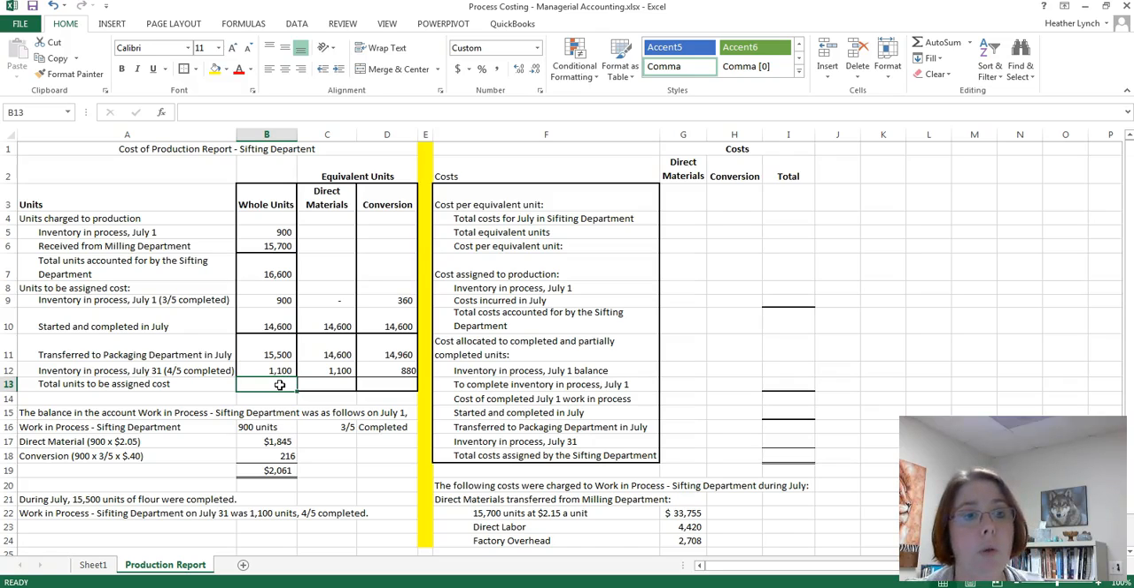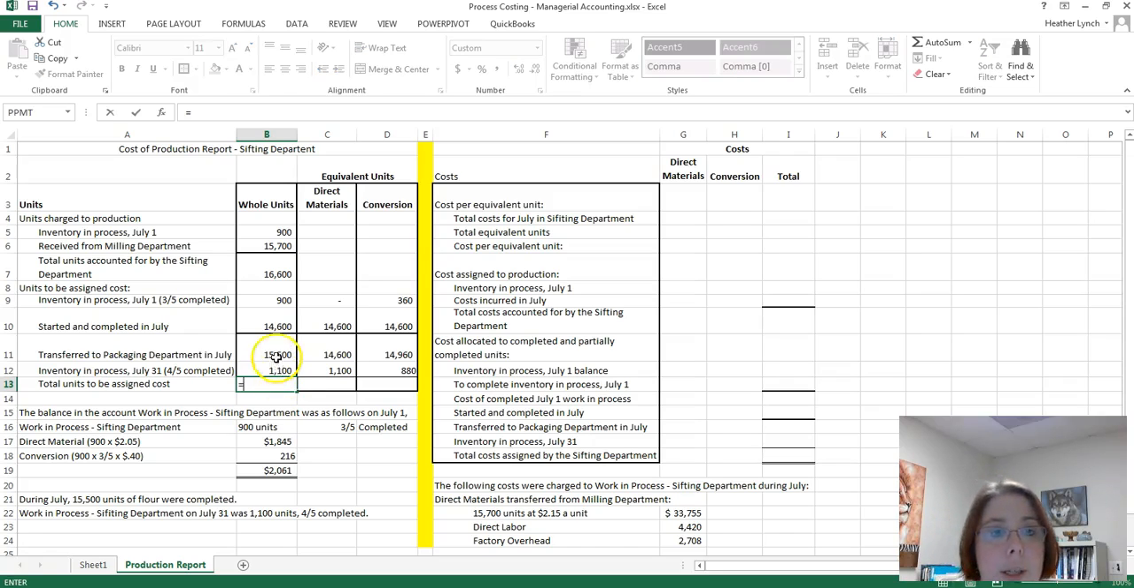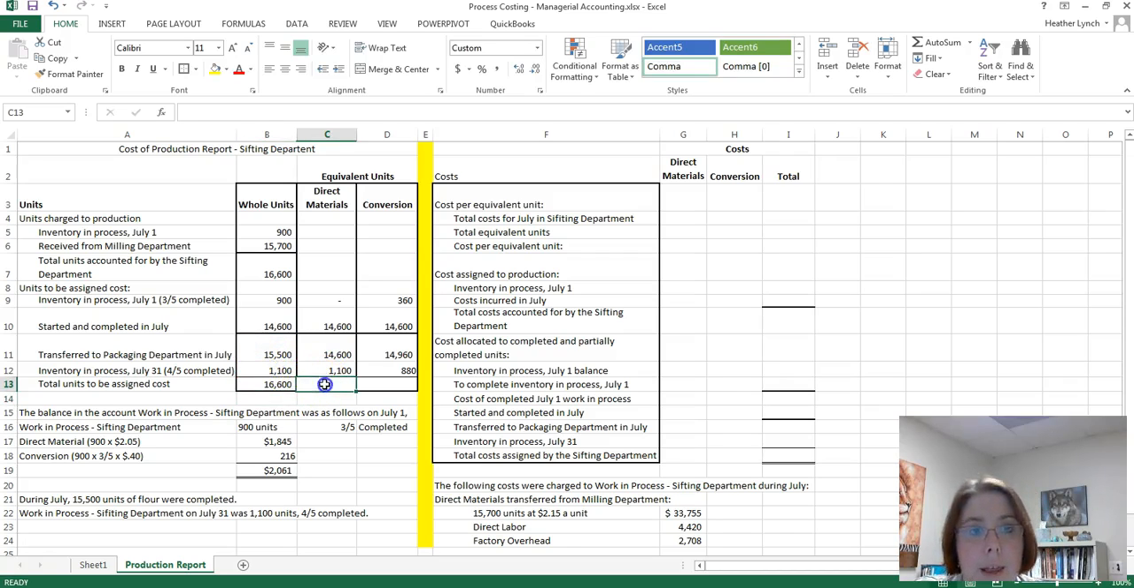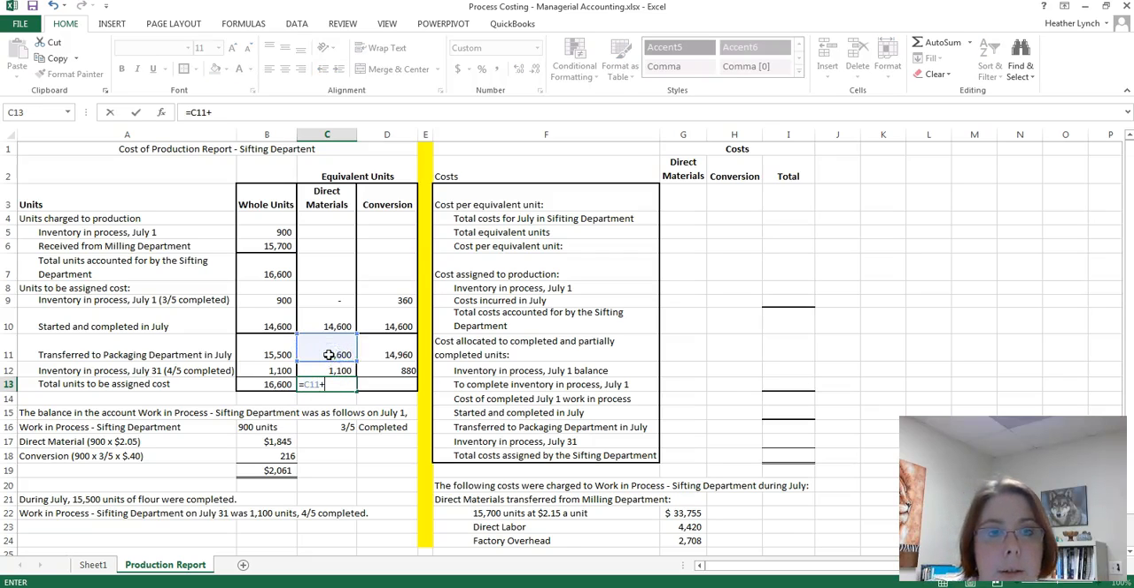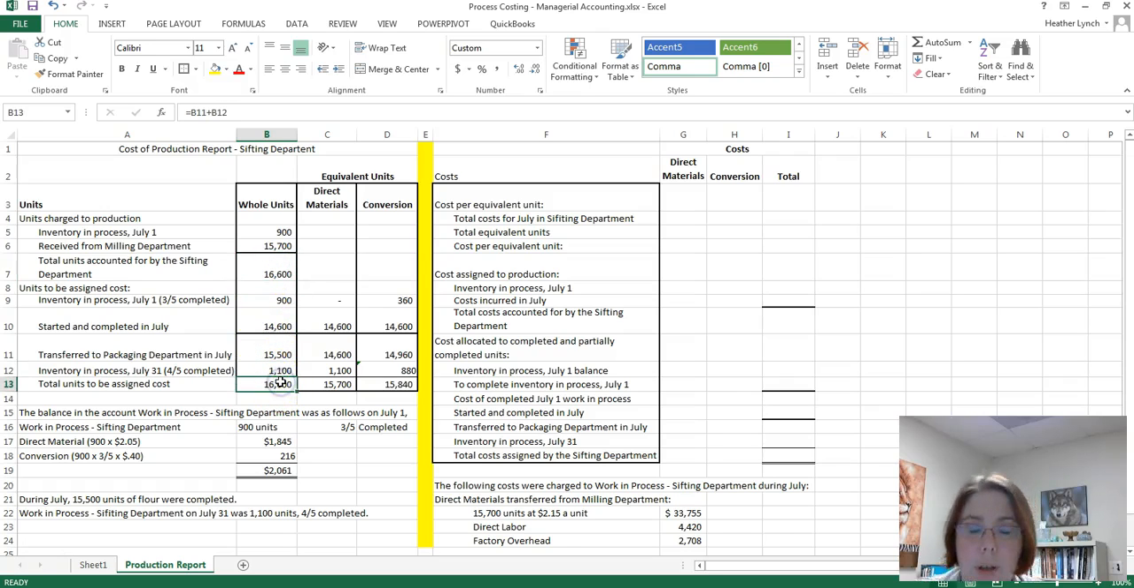So total units to be assigned cost is the 15,500 and the 11,100. This is these two added, and this is these two numbers added. If these are good, then we're doing good. Okay, so that is the unit part.